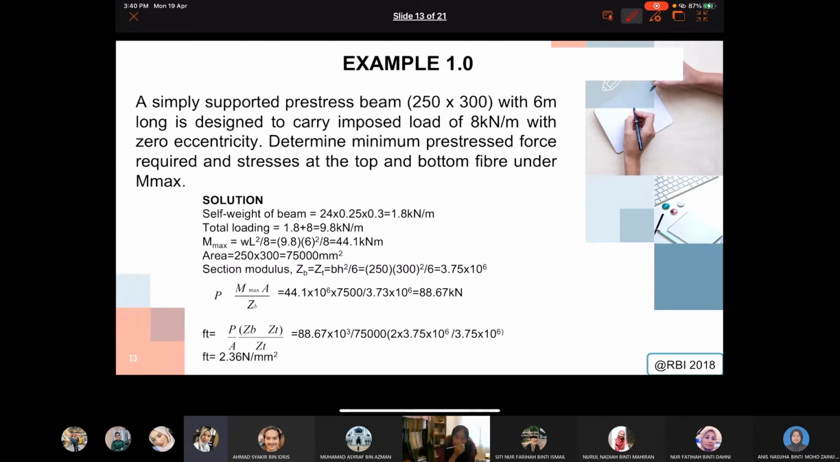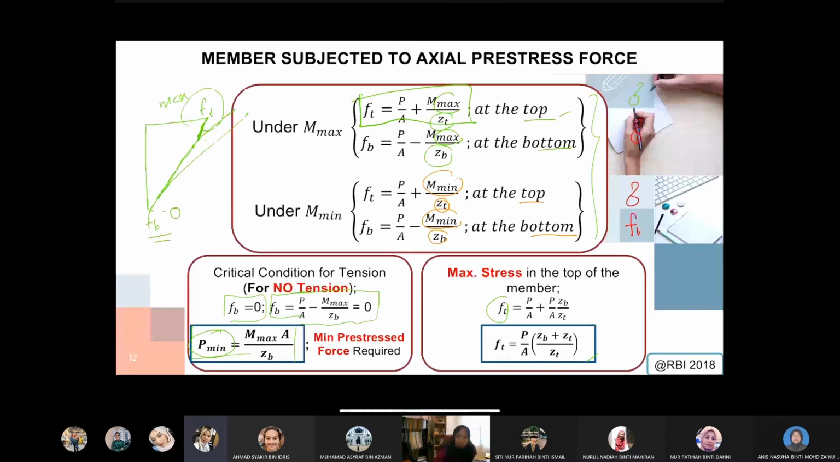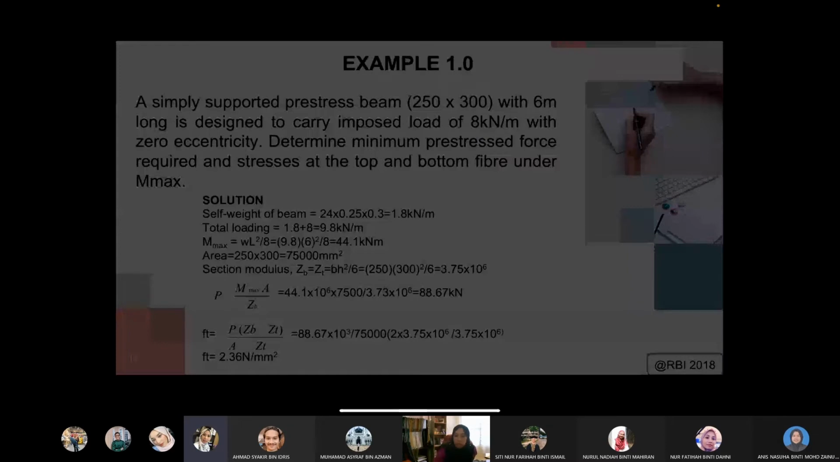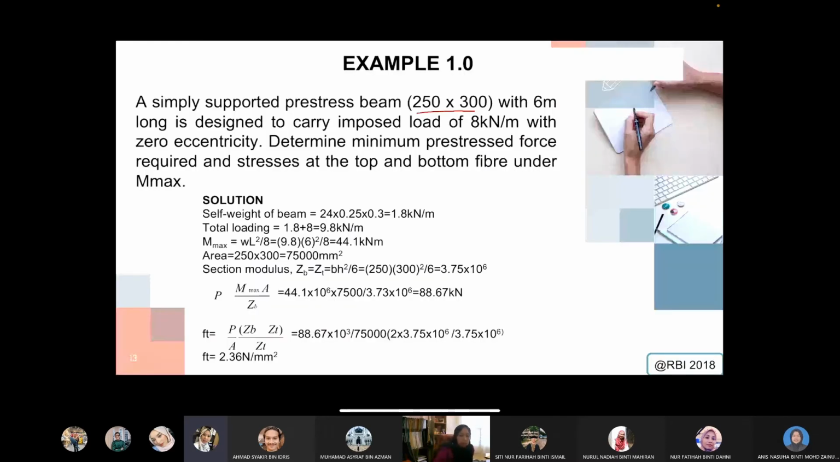A simply supported pre-stress beam is given with the size 200 times 300, and it is 6 meters long. With 200 times 300 the shape will be a bit boxy. It's not that slender, so it's a bit boxy, like this. So you have 250 and also 300 here.